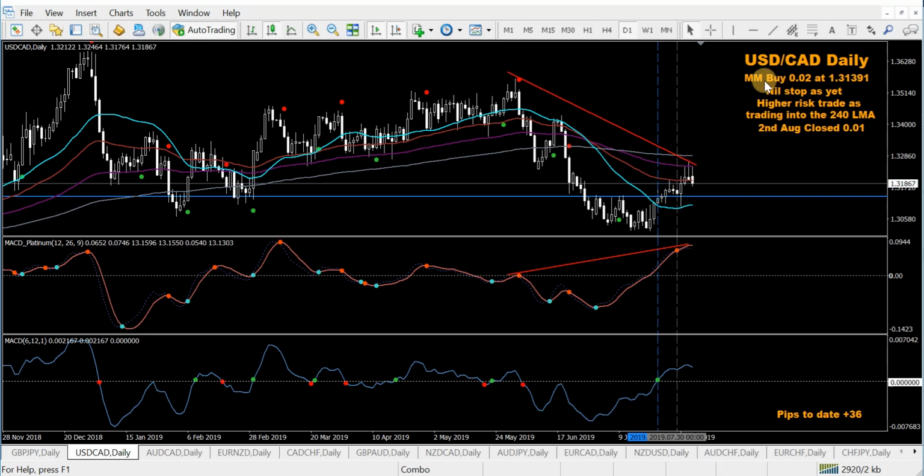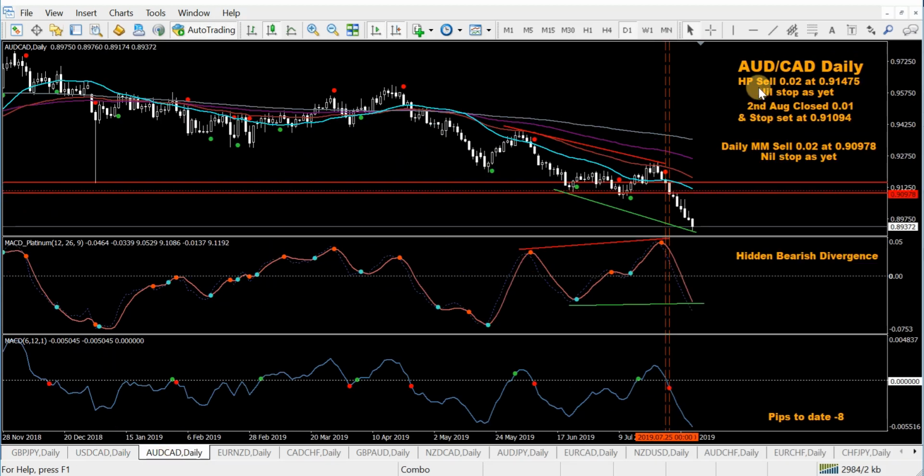Already closed out half my buy trade on the mod MACD buy. No stop in place yet, so hopefully if it does turn and go through my blue entry level, the fast MACD would be close to that line also, which would get me out of that trade and looking to sell. And you see my pips to date, that's just how each pair is going, so just keep an eye on that. All right.